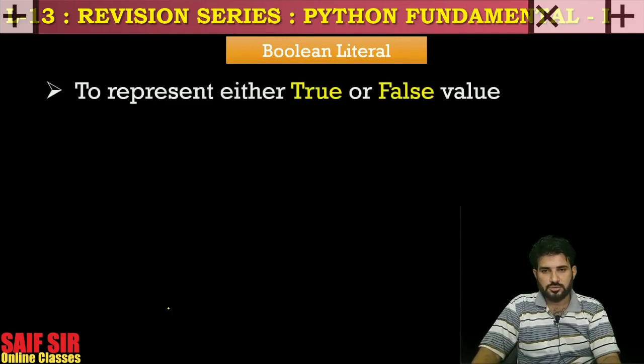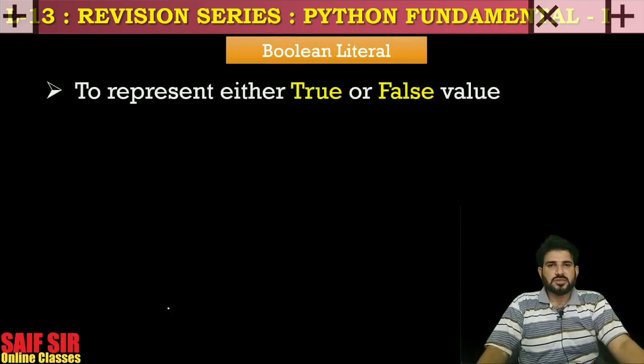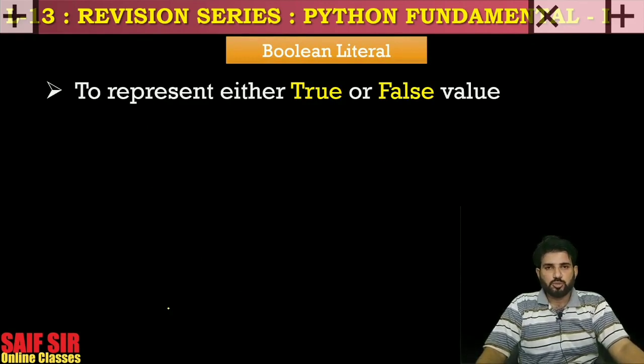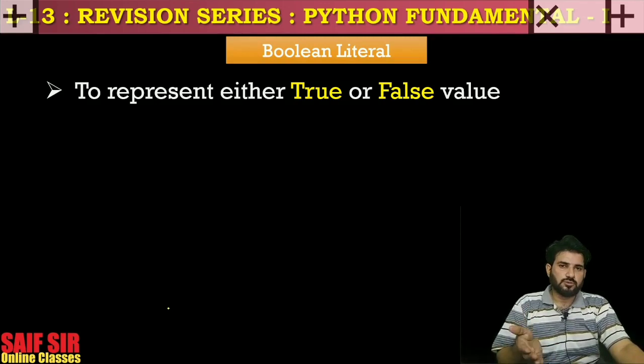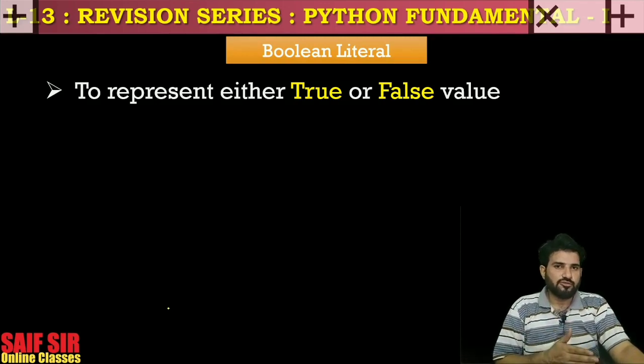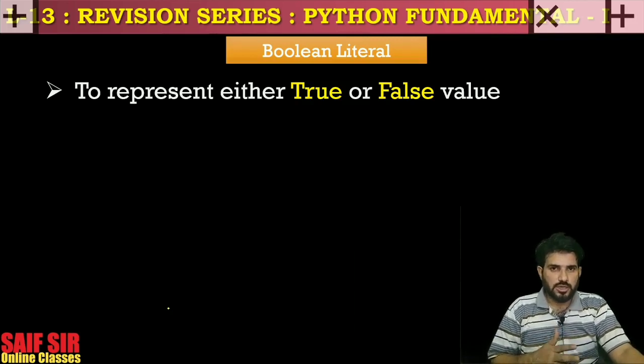Now Boolean literal. Boolean has been given by the scientist George Boole, and he said that there must be two possibilities of any particular statement. Those statements are called binary valued quantities. So he gave two values, that is either on or off. On is called true and off is called false.